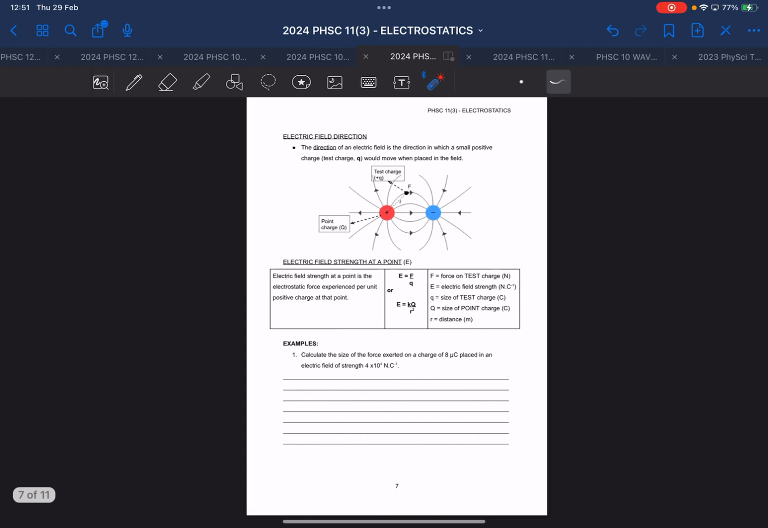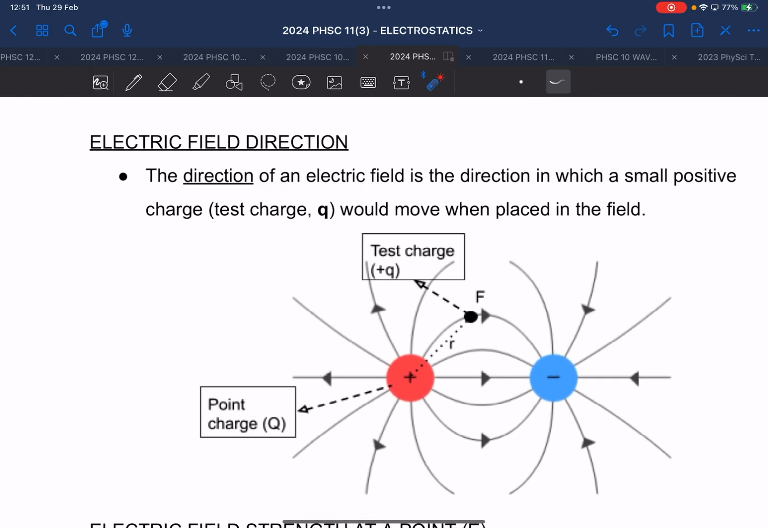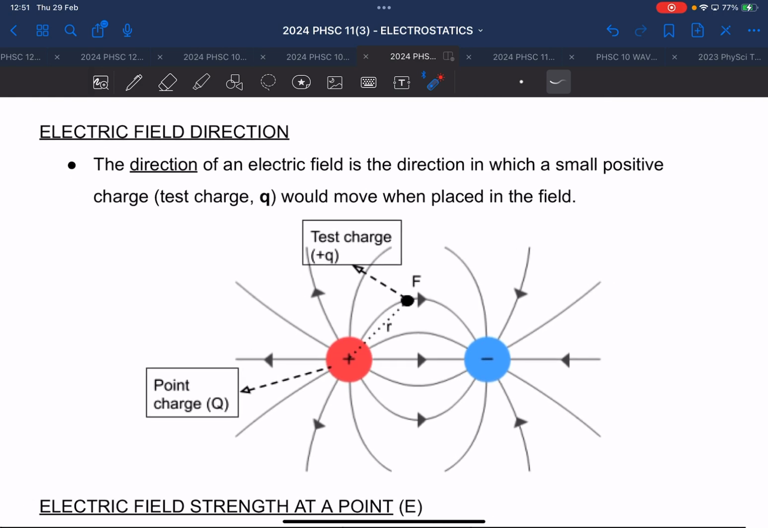Then we are going to look at the electric field direction. This is the next big thing that will count five, six, seven, eight, nine marks. The direction of an electric field is the direction in which a small positive charge, which we call a test charge, would move when it is placed in the field.